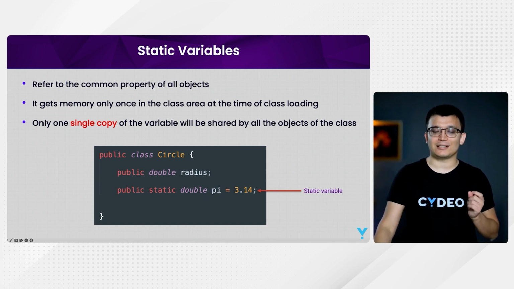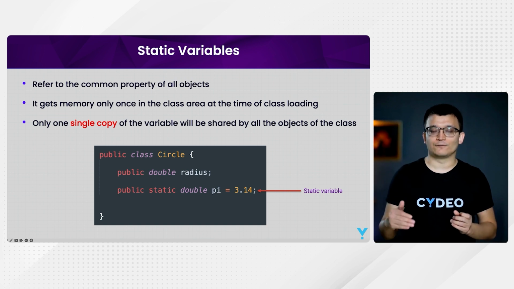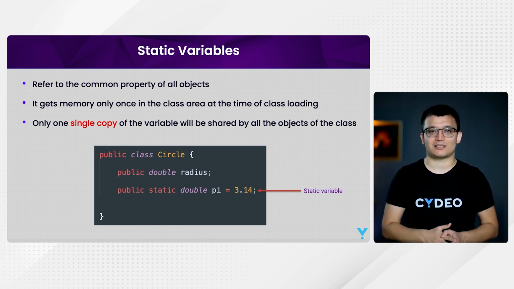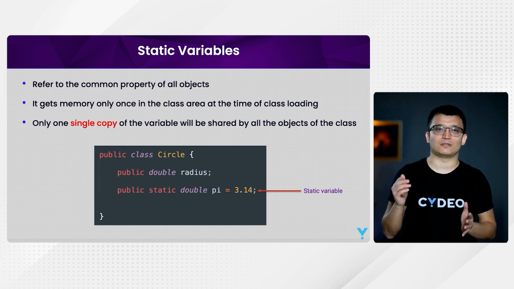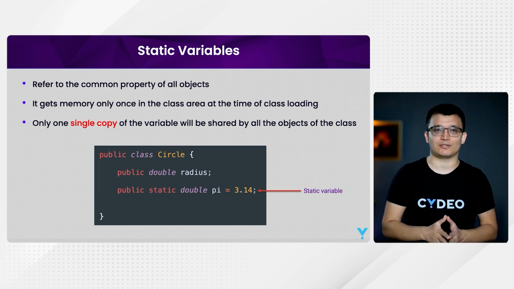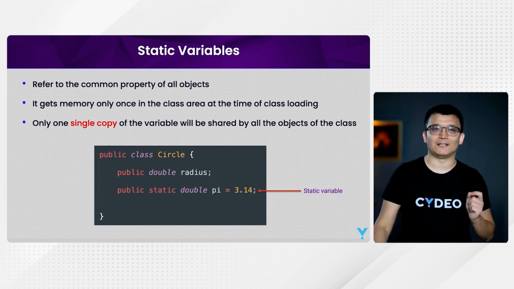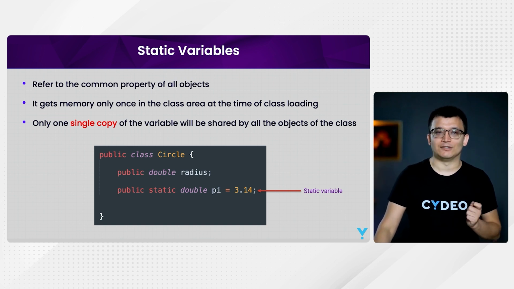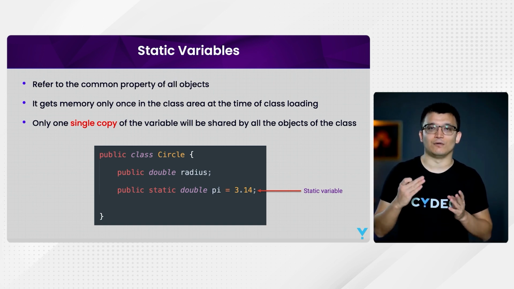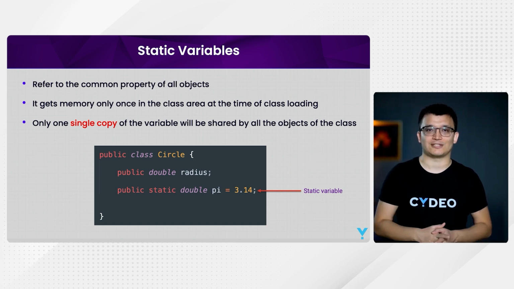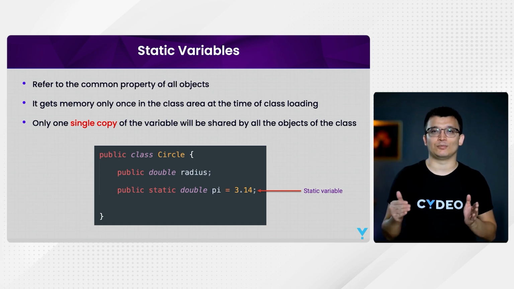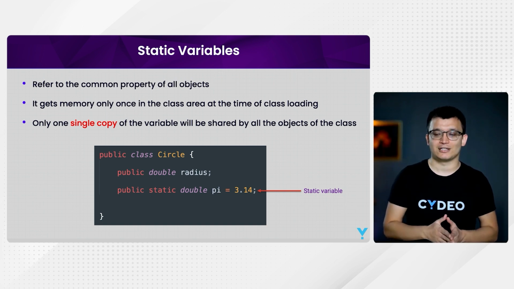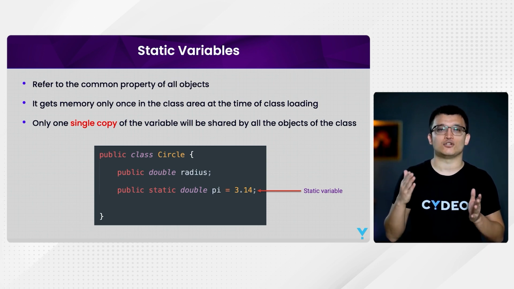And if the variable is not static, it means the value of that variable can be different from one object to another object. So that's the difference between static variables and instance variables. To determine whether the variables should be static or instance, we decide based on the number of copies that will be needed for that variable for all the objects of the class. If one copy of that variable will be enough for all the objects of the class, then it should be static. Otherwise, it should be instance.